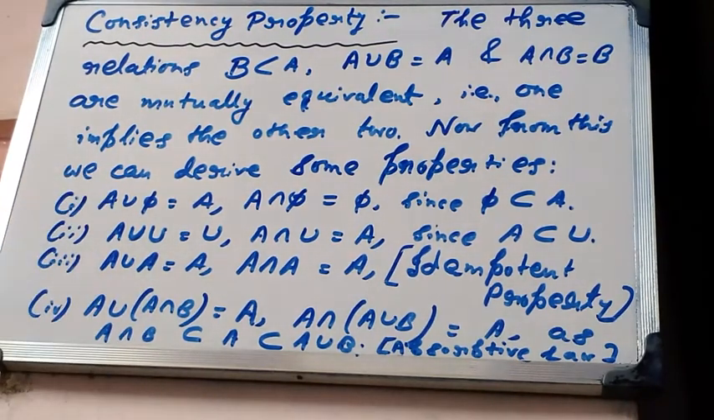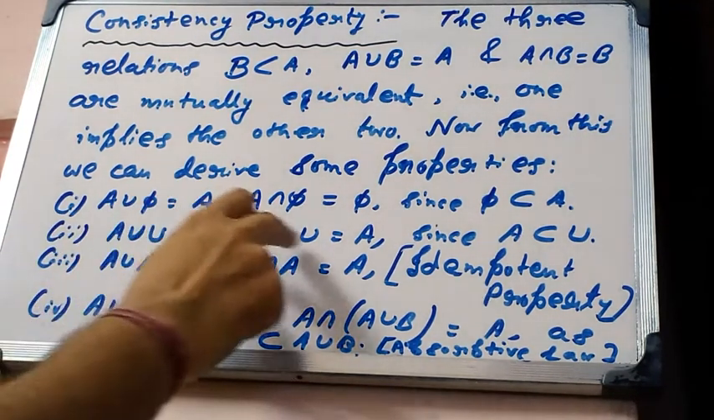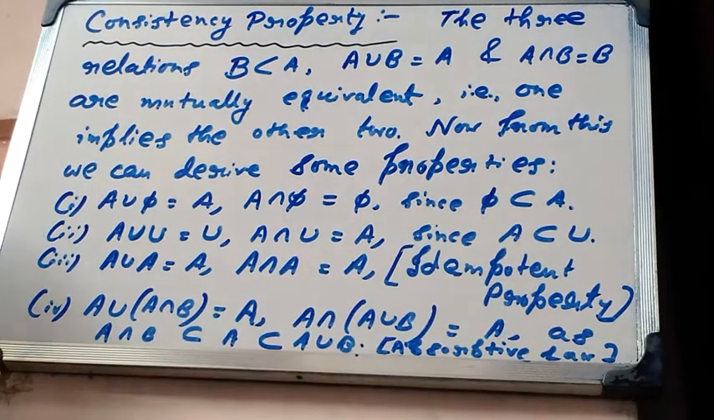They are A union phi equal to A, and A intersection phi equal to phi, because phi is a subset of any other set. Also, the second property is A union U, where U is the universal set, is always equal to U. A intersection U is equal to A, because any set is a subset of the universal set. Again, the third property is A union A is equal to A intersection A is equal to A. It's called the idempotent property of a set. Remember it.